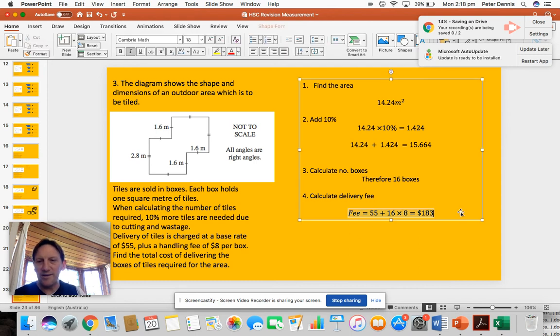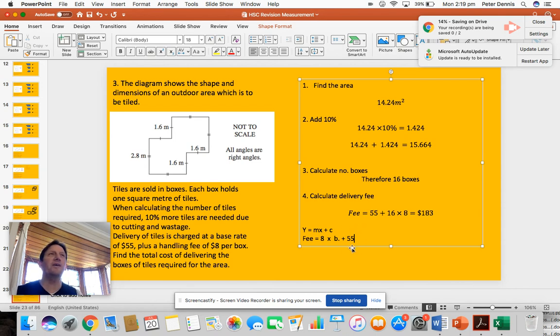Now, if you think about this fee, again, and we'll link it back to other topics, this is really, if I can add something here, this is really y equals mx plus c, isn't it? Where if you think this is the fee equals mx, it's $8 per box. So it's 8 times the boxes that you need, plus $55. So that's just this, the y equals mx plus c. What is this 55? It's the flat rate.